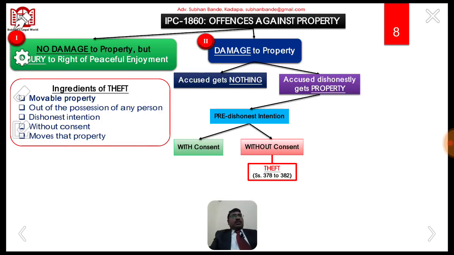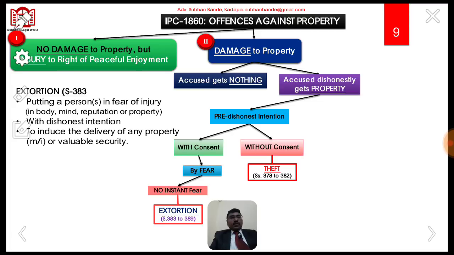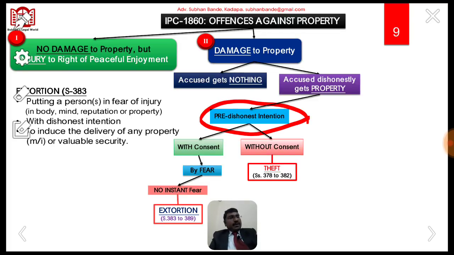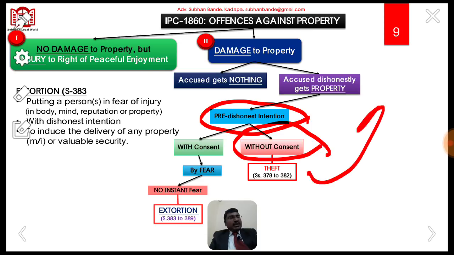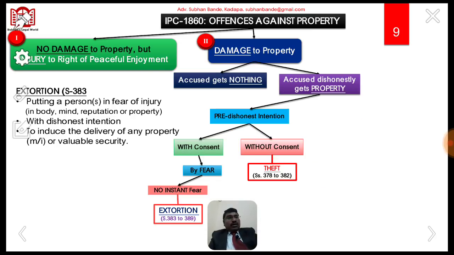Next, extortion. In theft, the person has pre-dishonest intention. Without consent of the owner, he is obtaining the property dishonestly. It amounts to theft, as we just discussed. Now, in extortion also, the accused has pre-dishonest intention.